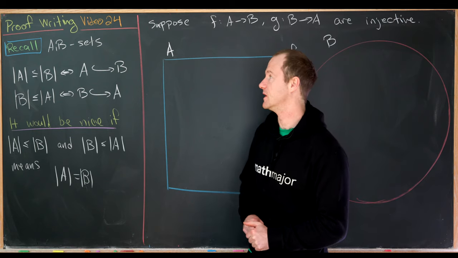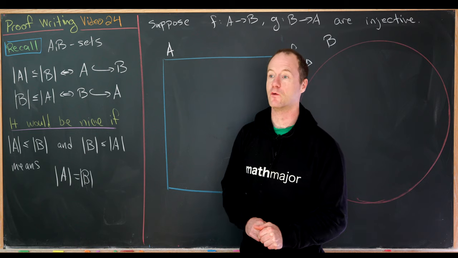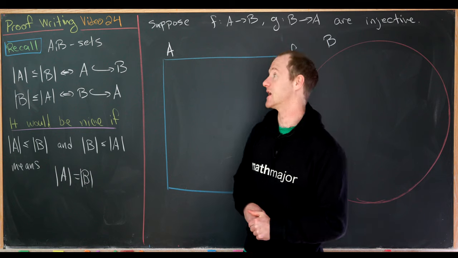This is the 24th video in a series devoted to introductory proofwriting. And today we're going to look at a very powerful way to show that two sets have the same cardinality. But we need a bit of a setup first.